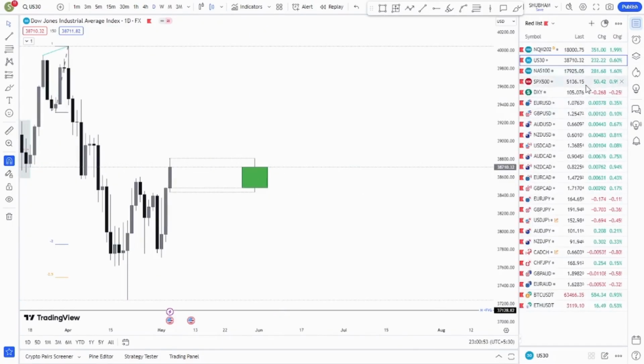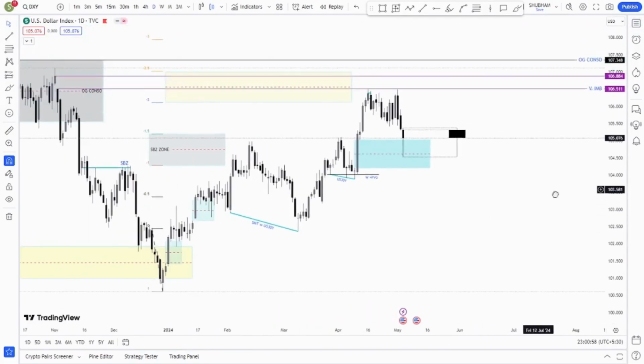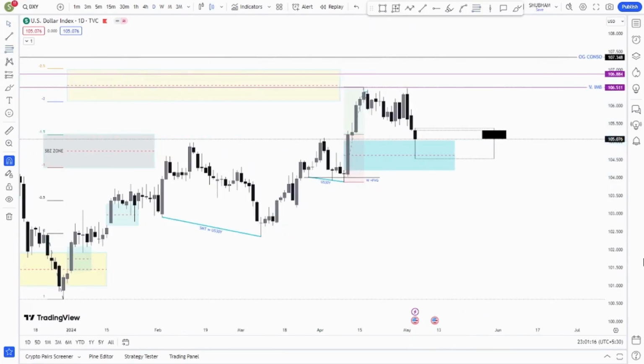Let's start with DXY, because DXY is going to be interesting this week. Really interesting. As you all know, in all my weekly outlook videos, I'm sharing this same chart, same annotations. This is a market maker buy model that's going on in DXY, and we are absolutely bullish. You can see this daily FVG, just how nicely it was respected.